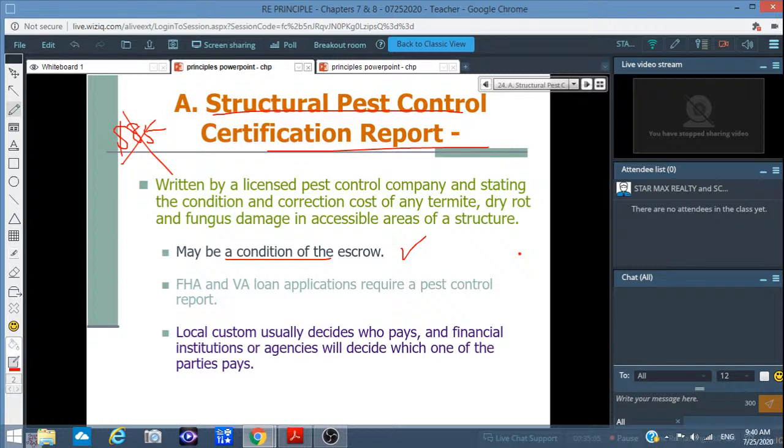Alright, so it may be a condition of the escrow. Okay，大部分房子都是要做白蚂蚁的了。OK，因为白蚂蚁很多的。OK，FHA and VA loans require a pest control report, right? 因为你做政府担保这些贷款的话，FHA 跟 VA loan 的话，必须要有一个白蚂蚁的报告。Local custom usually decides who pays, and the financial institution or the agency will decide which one of the parties pays. Okay, so typically, the seller will pay for it, unless they're at a good price and they say you pay for it, right? Okay, because they're selling the house, they want to make sure there's no termites.